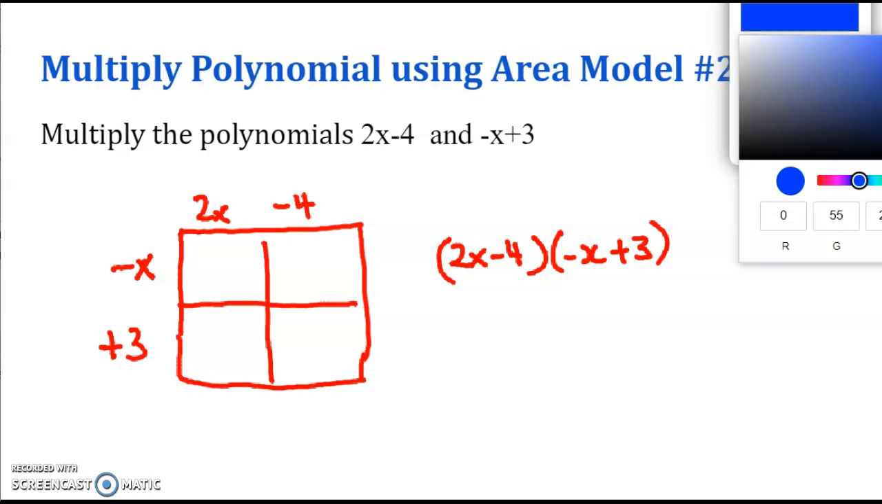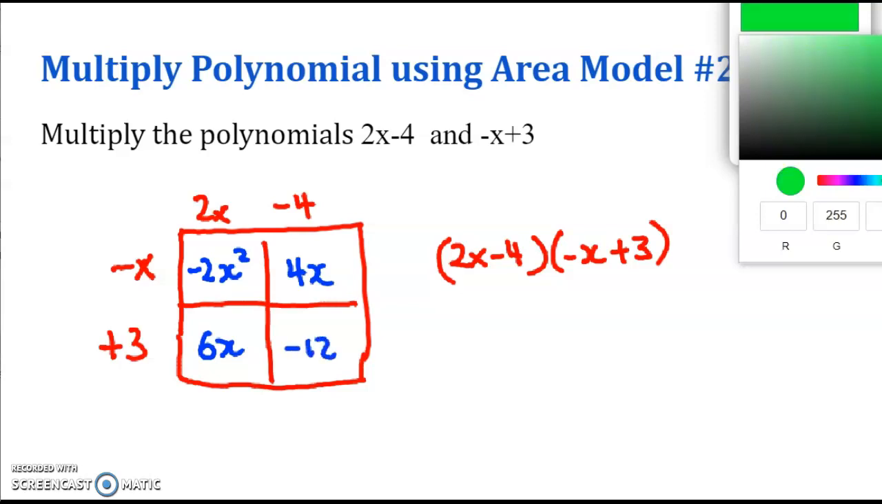What is the area as the sum? To do that, you need to multiply this length, which is 2x, multiplied by negative x. This is really the same as negative 1x, right? So 2 times negative 1 is negative 2. x times x is x squared. Negative 4 times negative 1 is positive 4, and then we are multiplying by x here. And then 2x times 3 is 6x. And then negative 4 times 3 is negative 12.